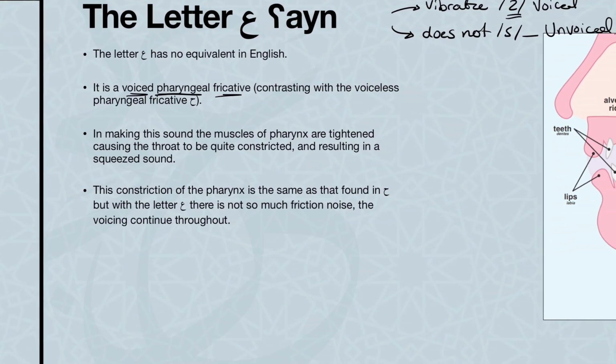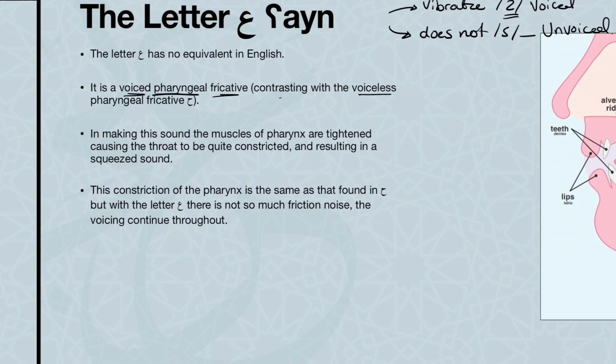Of course, contrasting with the voiceless pharyngeal fricative, the letter ha. So if you are able to produce the sound ain, put your hand on your voice box and try to say ah, and you can notice the vibration in your voice box. Well, if you say ha, you feel nothing. So we term the letter ha as a voiceless, while the letter ain as a voiced. So the mechanism of creating sound is basically the muscles of the pharynx are tightened and causing the throat to be quite constricted and resulting in a squeezed sound.